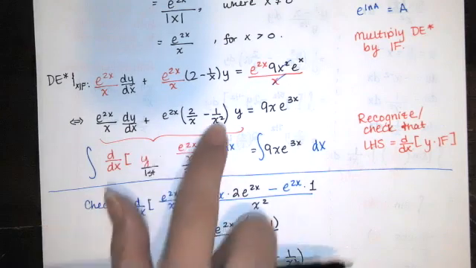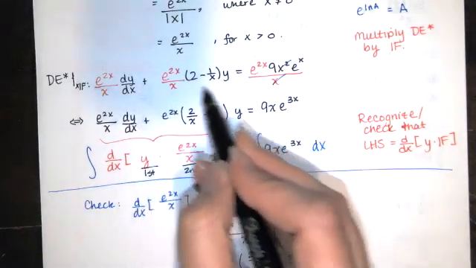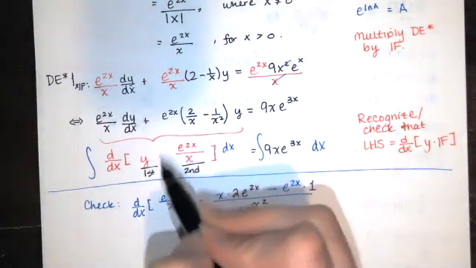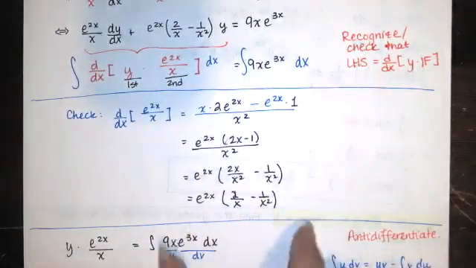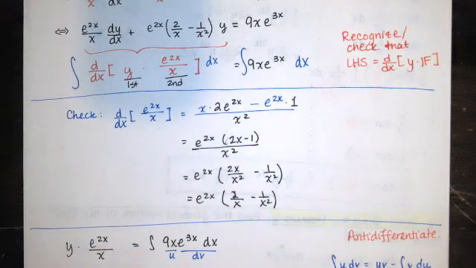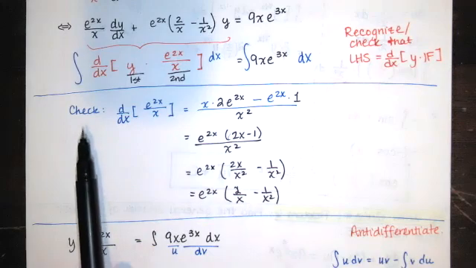Derivative of the second times the first should be here, which means that this piece, this factor multiplying y, should be the derivative of your integrating factor. So we compute the derivative of the integrating factor and we compare it to this. If they're the same, then you know you've done everything correctly. Okay, so we checked it out and we did do everything correctly up to that point.